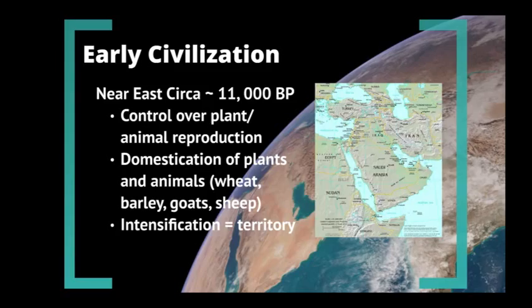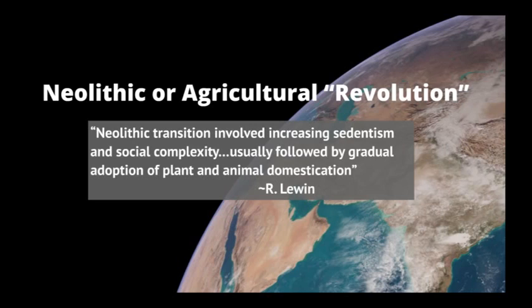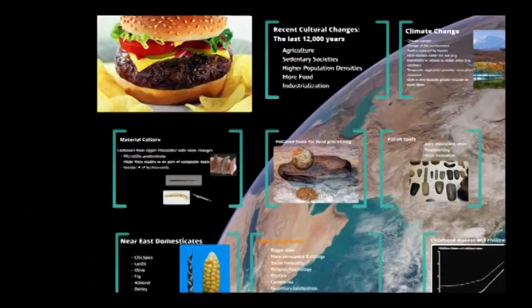So Lewin has noted that the agricultural, or the Neolithic revolution, as such, the Neolithic transition involved increasing sedentism and social complexity, usually followed by gradual adoption of plant and animal domestication. So these are the foundations of the Holocene right here. We see a shift in material culture. We see a continuing trend with the Upper Paleolithic.